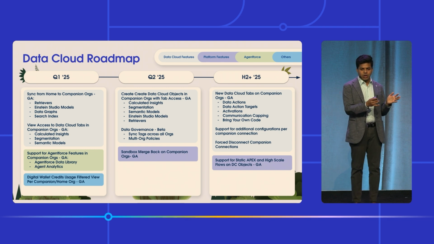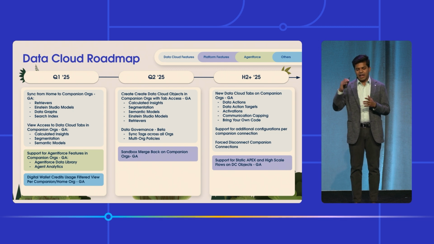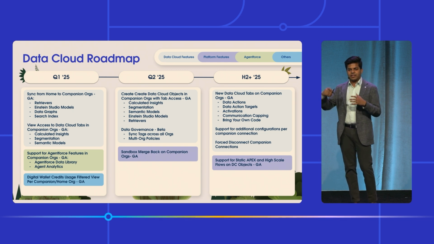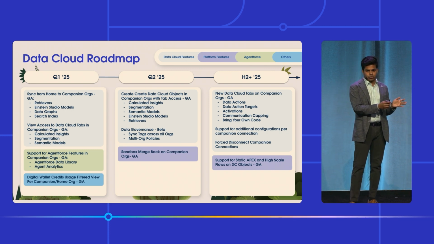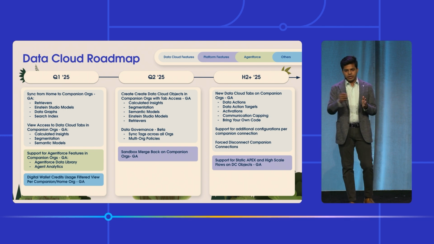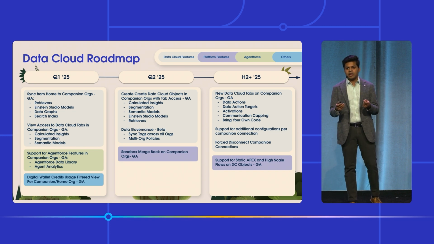So going forward, our vision is we want to make sure that everything which is there in the analyze and activate bucket of Data Cloud features is readily available for you in companion orgs as well. In Q2, for the same vision, we will also make sure that you can start creating new calculated insights and new segments in companion orgs.